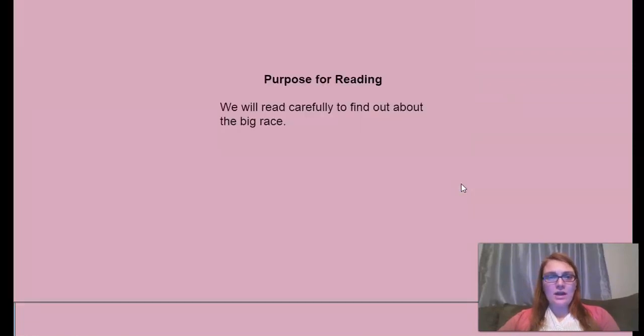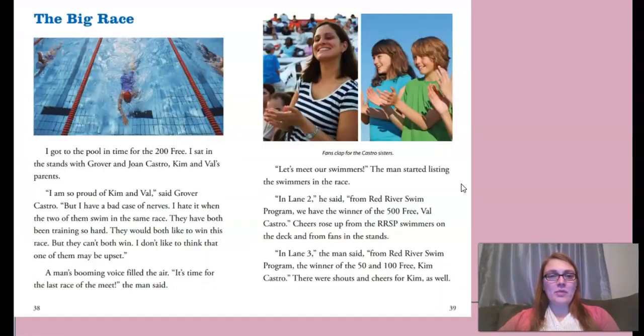Okay. Our purpose for reading is to read carefully to find out about the big race. Okay. I got to the pool in time for the 200 free. I sat in the stands with Grover and Joan Castro, Kim and Vale's parents. "I am so proud of Kim and Vale," said Grover Castro, "but I have a bad case of the nerves. I hate it when the two of them swim in the same race.